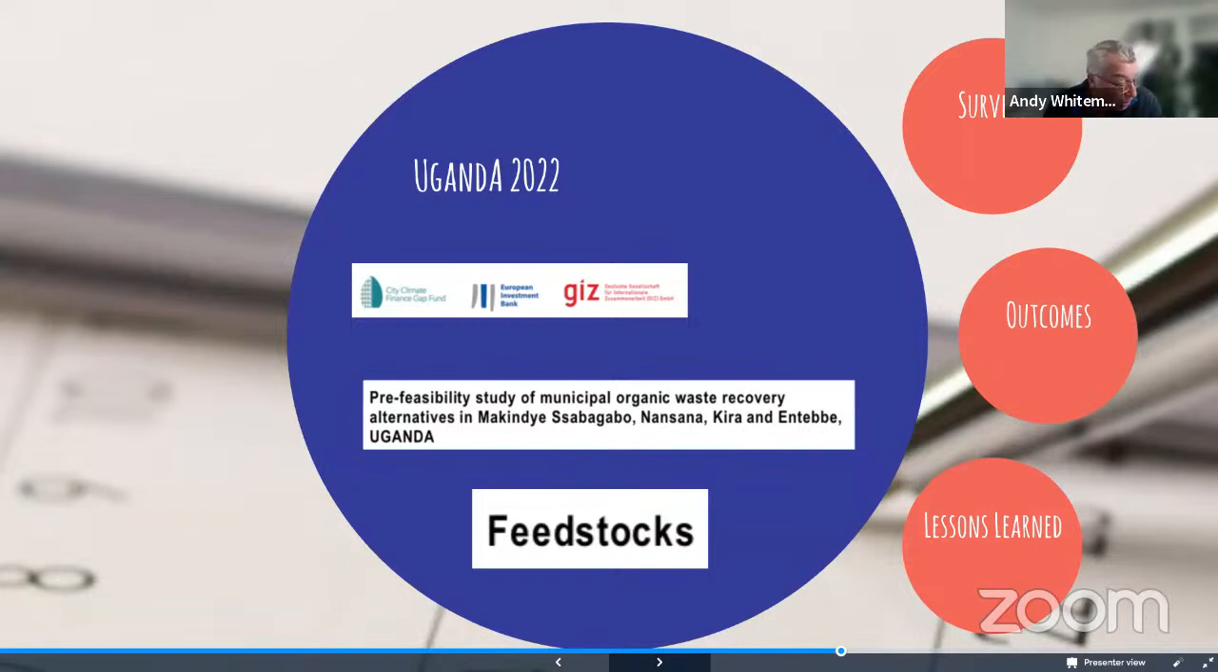worked together with 4 municipalities surrounding Kampala, in what's called the Greater Kampala Metropolitan Area, funded by a fund called the City Climate Finance Gap Fund, which is the European Investment Bank, GIZ, also the World Bank and others involved in that funding. And in this case, the objective of this work was a pre-feasibility study.